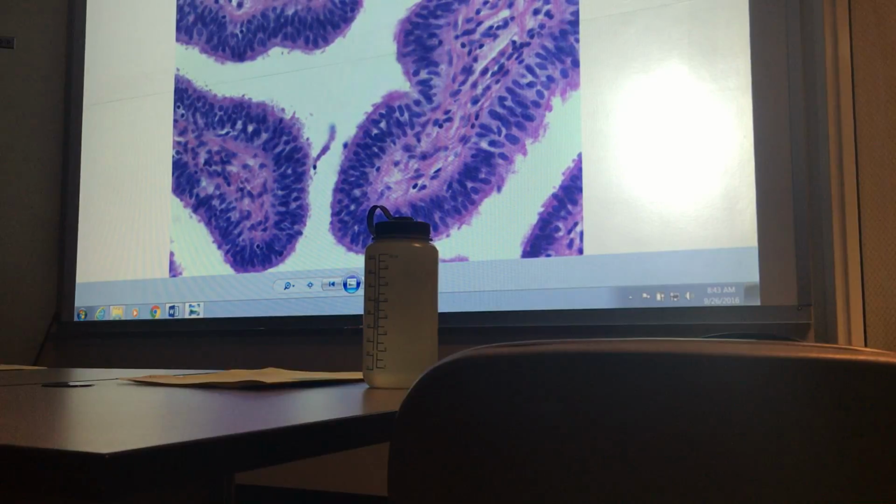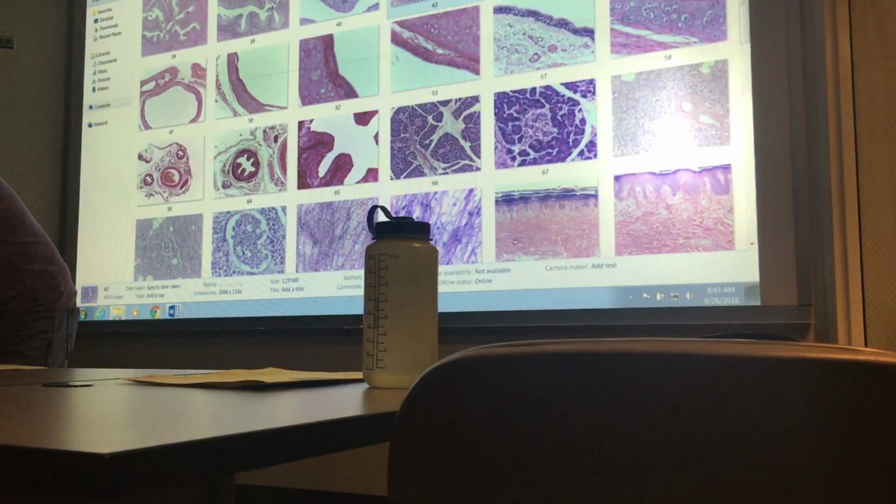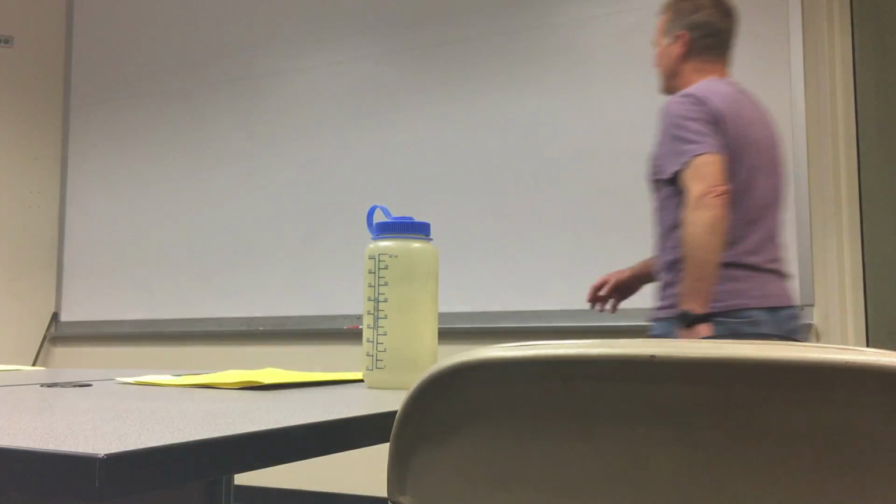So what the simple ciliated columnar epithelial tissue is all about in the fallopian tube, just making sure there wasn't another picture I wanted to look at, is trapping and moving gametes and the embryo.